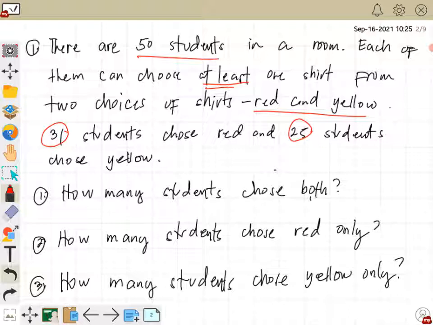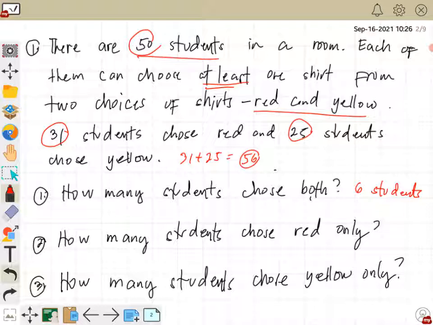Question number 1 says, how many students choose both? So how do we approach this? Looking at 31 and 25, it goes over 56, and we only have a total of 50 students. How come it becomes 56? Meaning there are students who choose both red and yellow shirts. So out of 56, we have only 50 students. That gives us 6 students choose both.